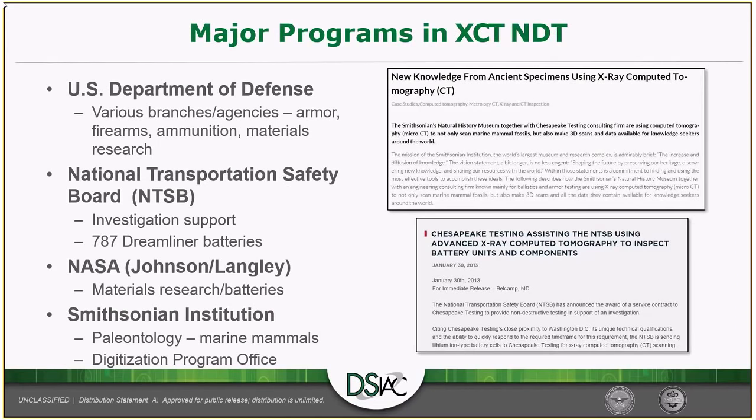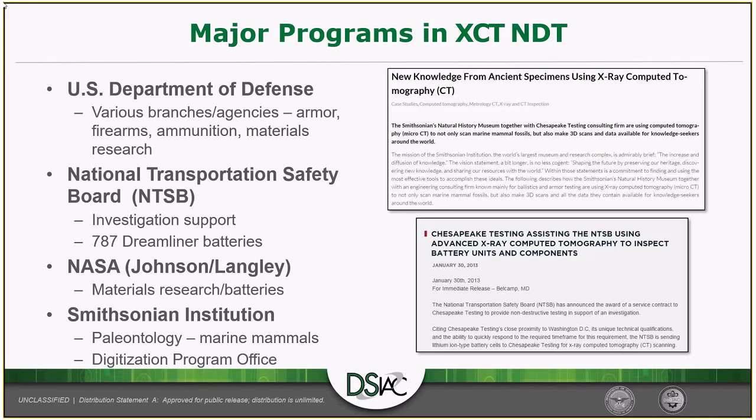And just some quick major programs in CT. We're going to get heavily into the defense side here shortly, but just some other government uses. The NTSB uses this a lot in their failure investigations, specifically the 787 Dreamliner batteries that were catching on fire at the Boston airport back in 2013. They used CT heavily early on to diagnose the issue before they did any tear downs, and we'll see some images of that later on.